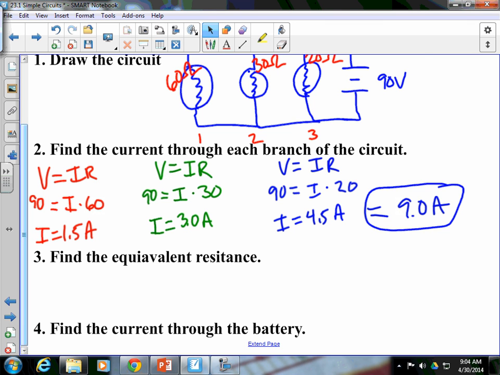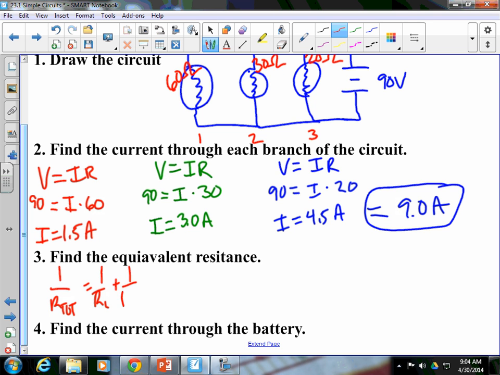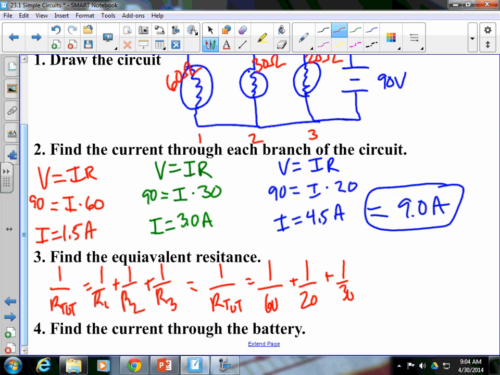Remember, when you're solving for the resistance in a parallel circuit, it's 1 over R total is equal to 1 over R1 plus 1 over R2. And in our case, we have 3 resistors, so plus 1 over R3. If we go ahead and plug in those numbers, what we're left with is 1 over R total is equal to 1 over 60 plus 1 over 20 plus 1 over 30. You could do that mathematically in a calculator, or what you could do is make all of these common.